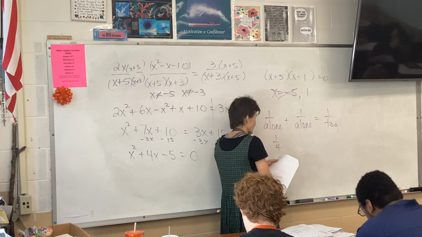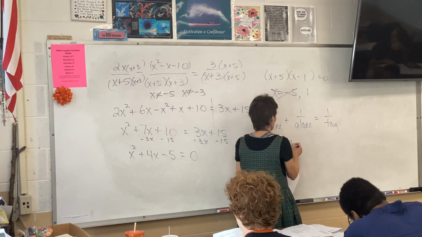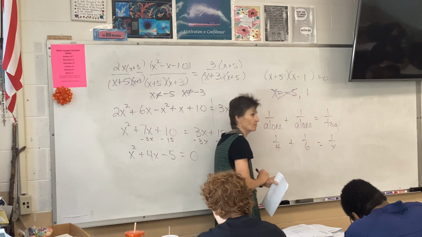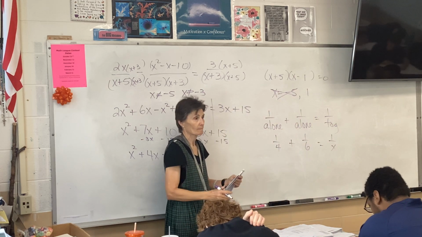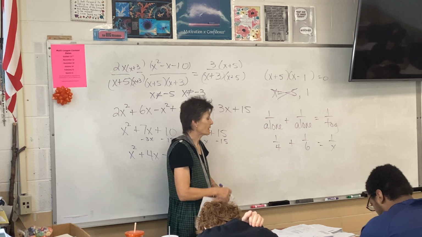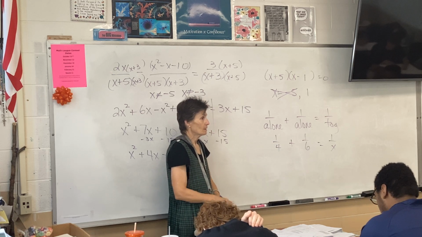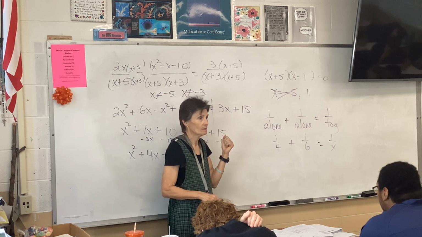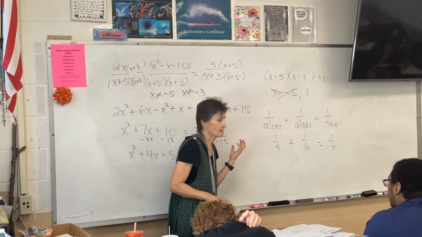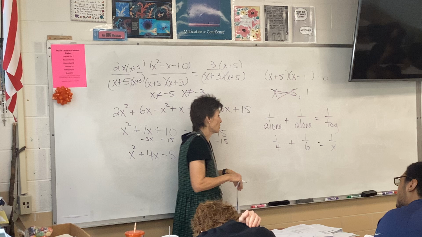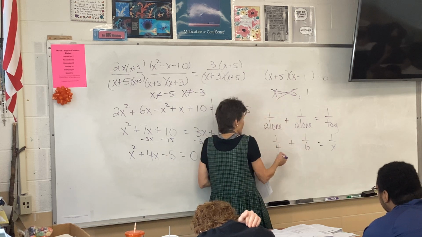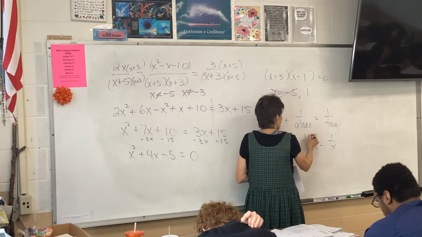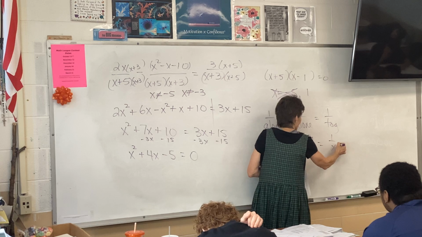1 over 4, that's Jane. 1 over 6, that's Maurice. How long does it take them together? That's 1 over x. What's my common denominator? I heard somebody say 24x. Perfect. I heard somebody else say 12x. Perfect. Somebody else could say 36x. I mean, there's billions of them. So I'll just go ahead and use 24. So I'll multiply this one by 6x, this one by 4x, and this one by, what did I say, 24.